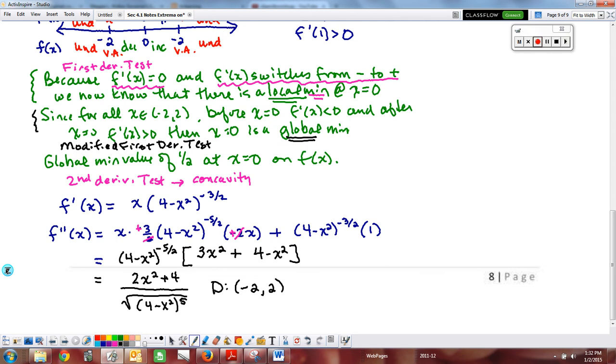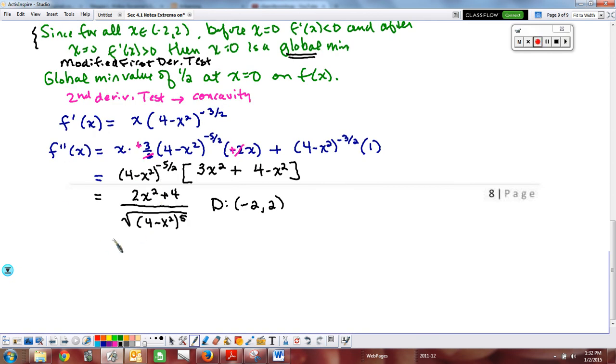Now all we need to do is determine critical values for this one. So we set f double prime of x equal to 0, and that's going to equal 0 when 2x squared plus 4 equals 0, but hopefully you recognize that if I subtract 4 and divide by 2, this is for no values. So there is no place where concavity is going to switch on this. This is what we call a possible POI. That's what this is going to be finding. We don't call these critical points anymore. We call these possible points of inflection.